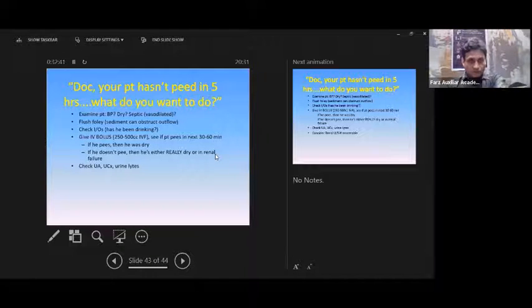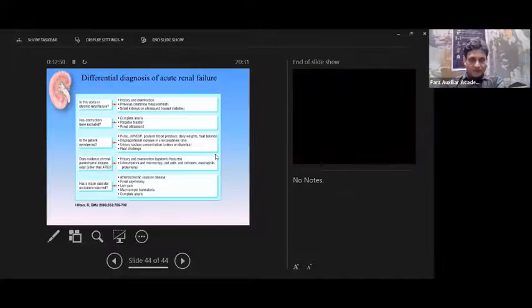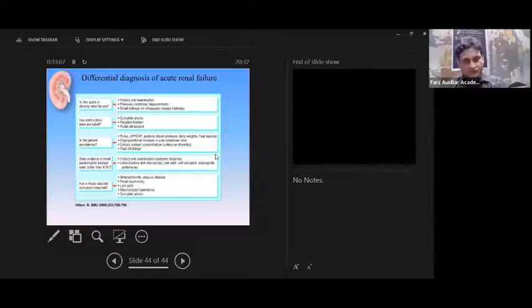In that case, we have to evaluate by doing some tests like urea, creatinine, urine examination, and ultrasonography. If we have ruled out any urine retention and any dehydration, then we investigate why the patient is in ARF by further investigation and ultrasonography. So this is a very important slide on how we can differentiate the various types of ARF.